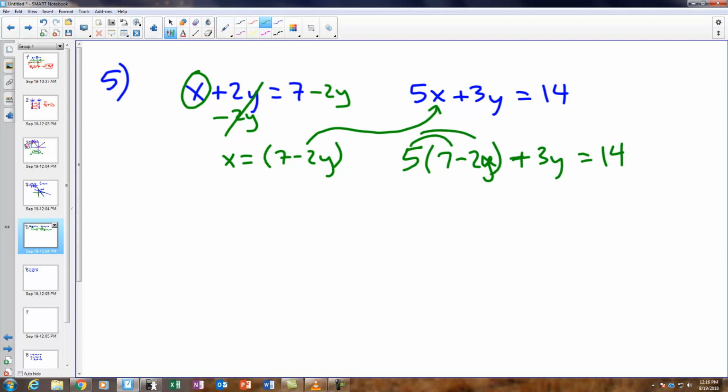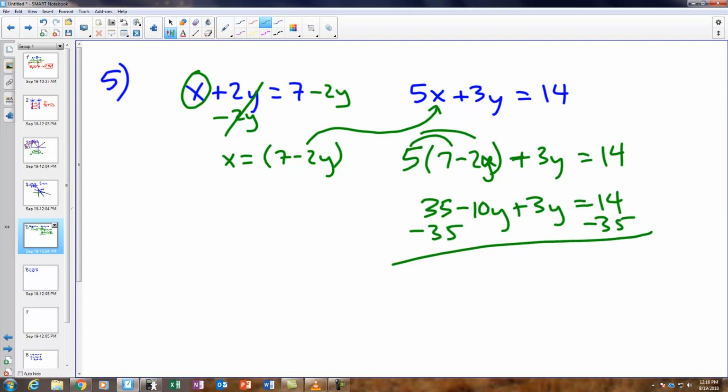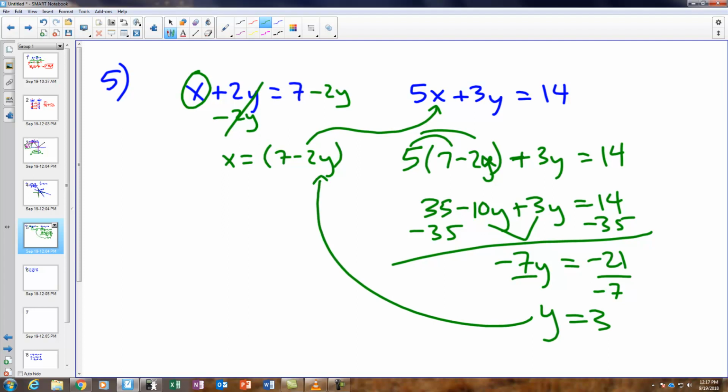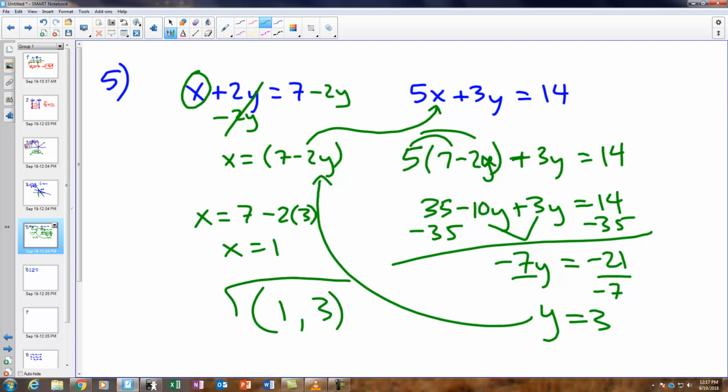If I distribute my 5, I get 35 minus 10y plus 3y equals 14. Sorry if I'm going kind of fast. I minus the 35. I get, combining those, negative 7y equals negative 21. Dividing by negative 7, y comes out to be 3. Then if I take that information back up here and plug it in, I learn that x is 7 minus 2 times my 3. 2 times 3 is 6, 7 minus 6, x equals 1. So my answer would be 1, 3.